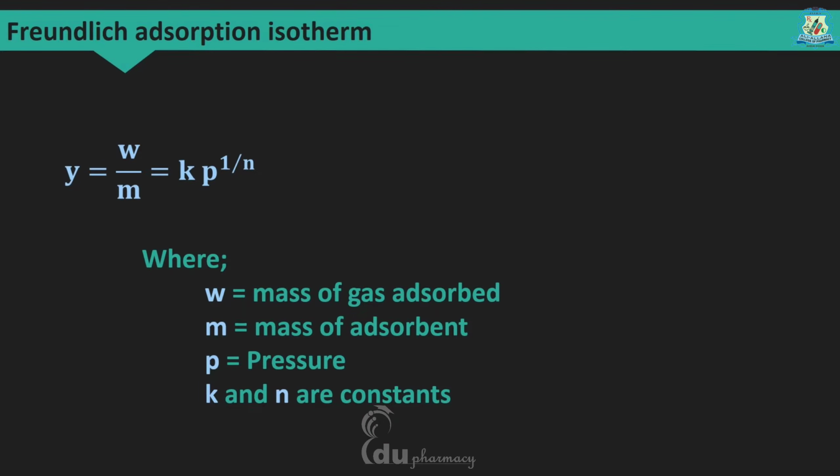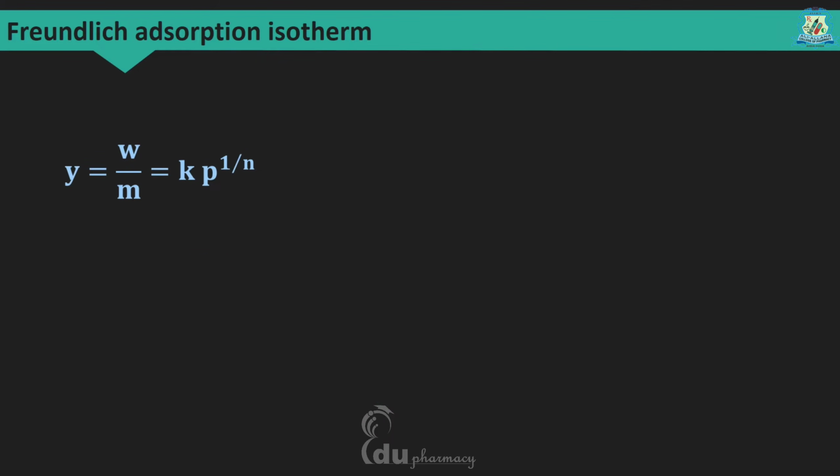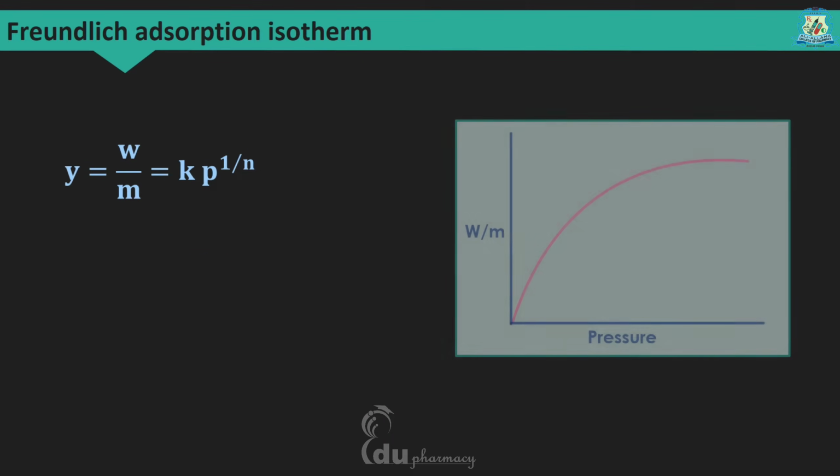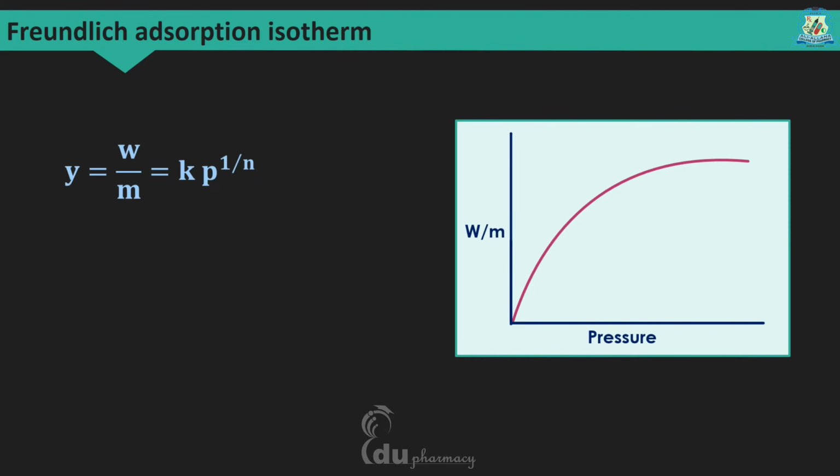In the equation, N is generally greater than 1, therefore the amount of adsorbed gas increases less rapidly with the pressure. The equation holds good only for medium pressure of gases. If W by M is plotted against pressure, it results in a curve of which the first part is linear at low pressures. At high pressures, a limiting value of W by M is reached and the curve is parabolic in shape, as you can see in this figure.